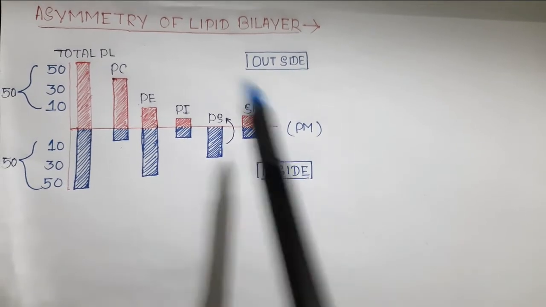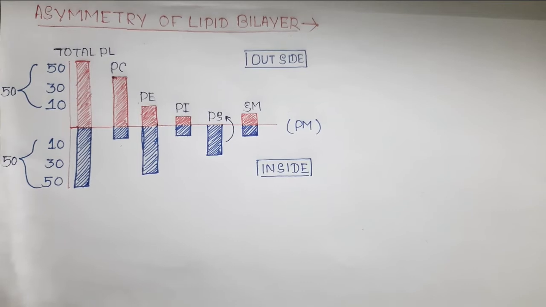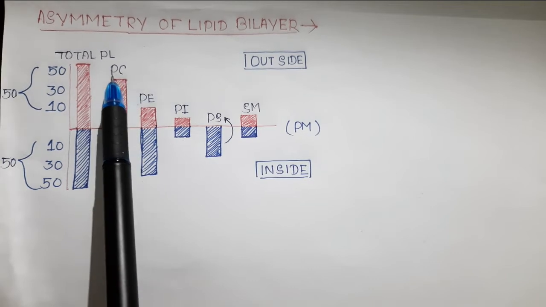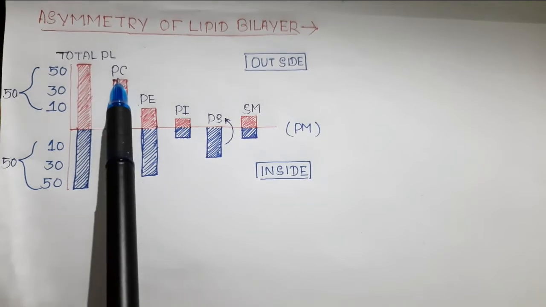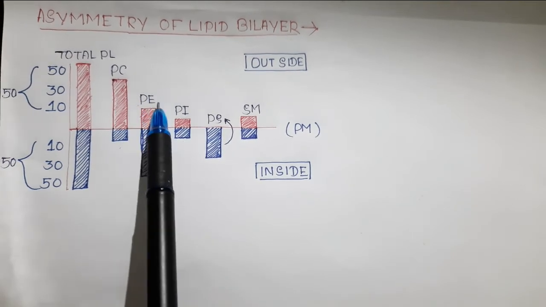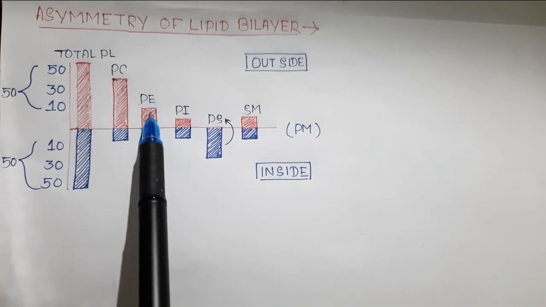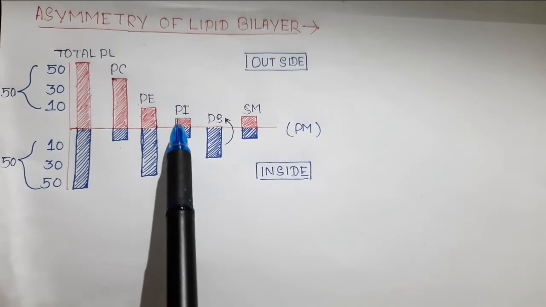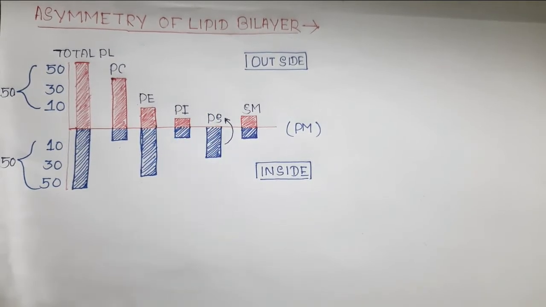If you look at this structure in more detail, you will find here 100% of phospholipid, and you can see the total phospholipid. PC means phosphatidyl choline; it is present more on the outer side than the inner side, and less on the inner side. PE, phosphatidyl ethanolamine, is present more on the inner side than the outer side, and less on the outer side. And PI means phosphatidyl inositol; you will find an equal amount present outside and inside, both the same.